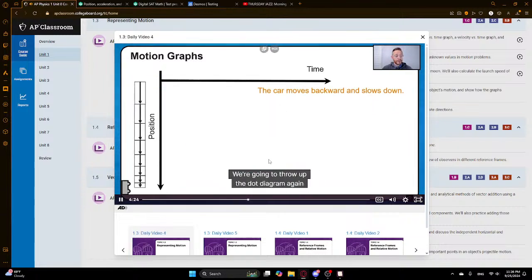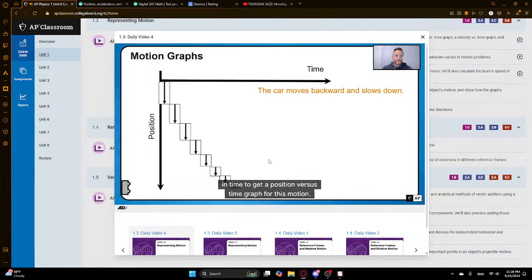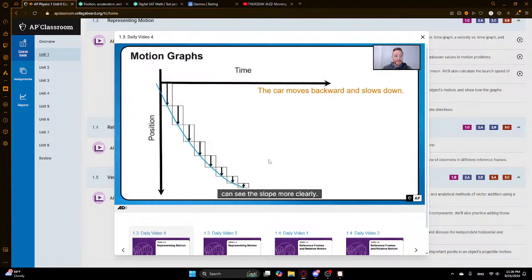The car slows down. We're going to throw up the dot diagram again, and we're going to spread that out in time to get a position versus time graph for this motion. Notice again, we're moving backwards. So we're going to add that line so we can see the slope more clearly. The rate of change of position decreases as time goes on. We're traveling less and less distance, even though we're going backwards as time goes on.